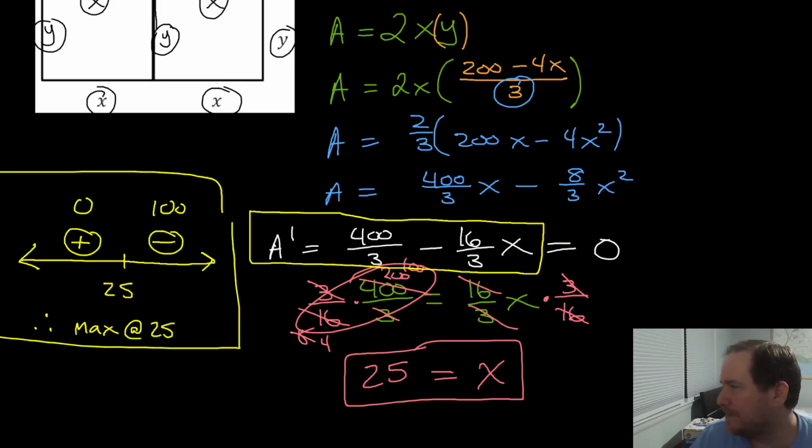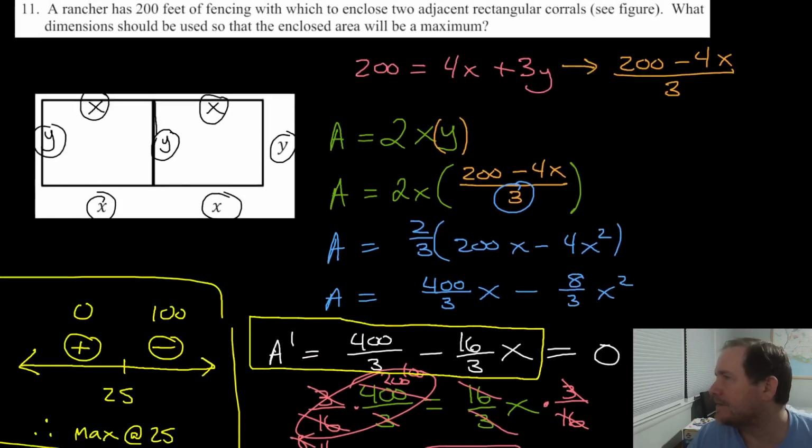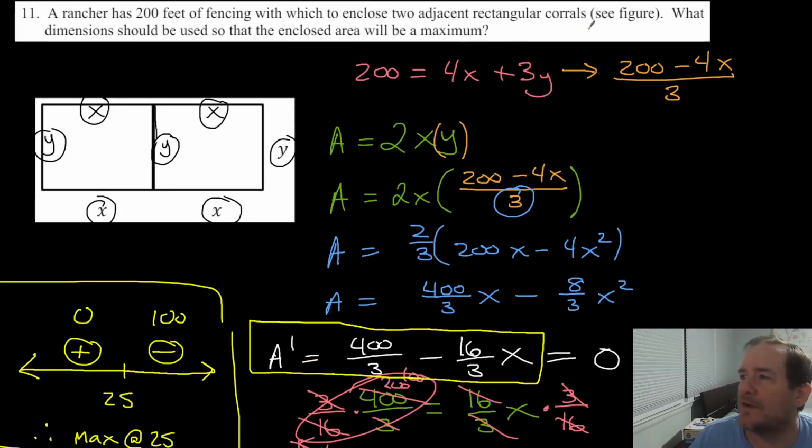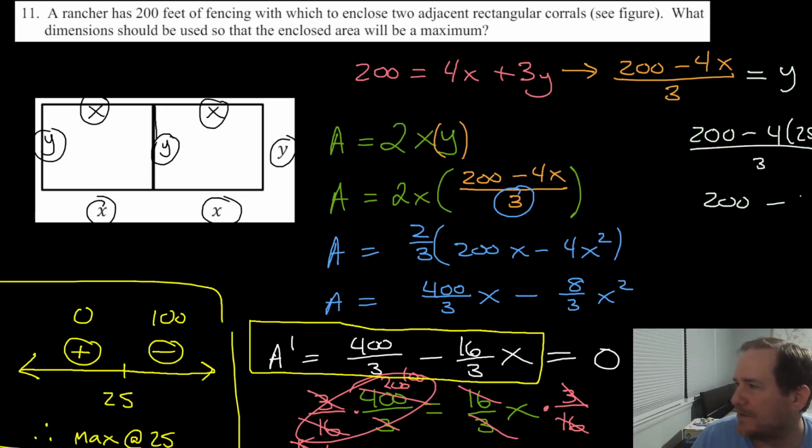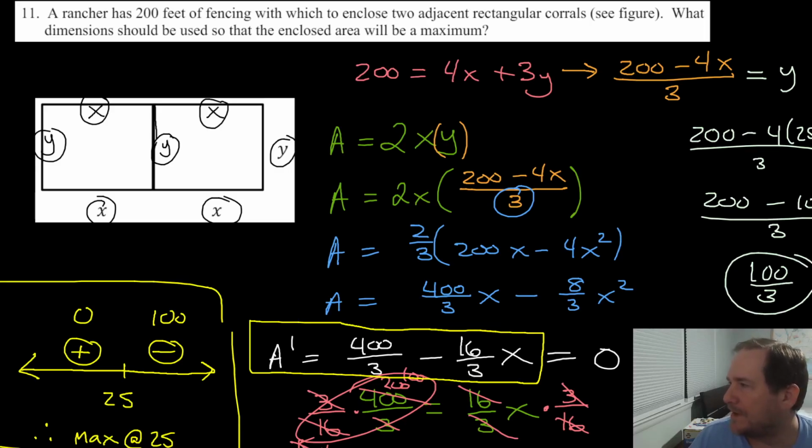So what's y though? Because I'm pretty sure we had to find the dimensions of the corrals. But again, we've got our handy dandy constraint equation right here. So if you want to find y, just plug in the 25 that you found, and you get 200 minus 4 times 25, all divided by 3, aka 200 minus 100, all divided by 3, which is 100 thirds. Okay, so that's y. That means what dimension should be used so that the enclosed area is a maximum?